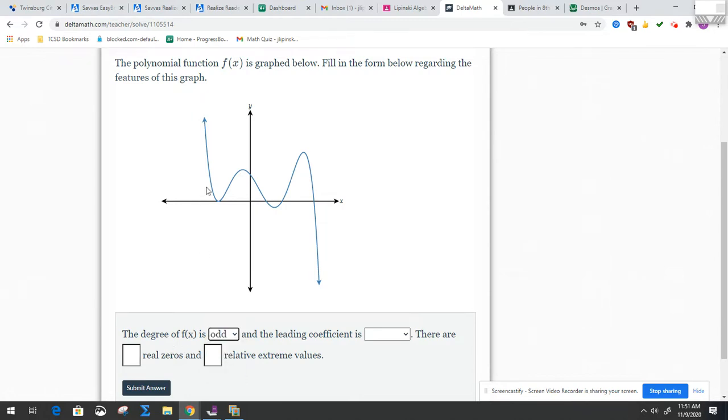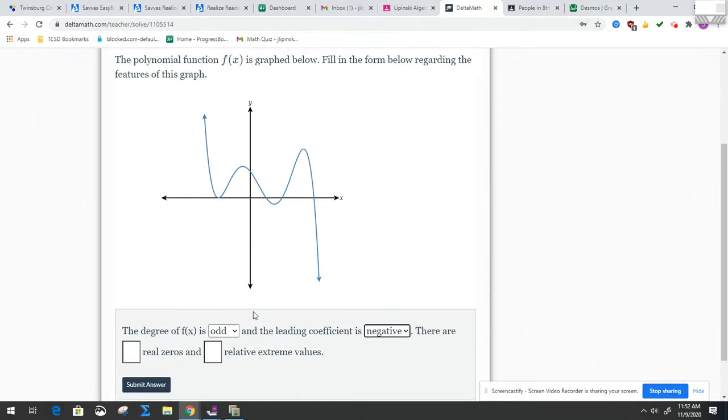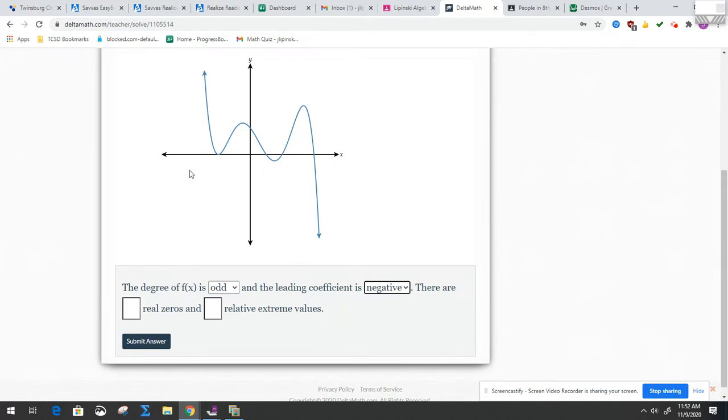Okay, now a normal odd polynomial will always start increasing and finish increasing if it's a positive leading coefficient. So because this is starting going down, this is a negative leading coefficient. Okay, a normal graph would go up and continue to increase through the beginning and the end. Okay, now how many real zeros are there? How many times does it cross the x-axis? 1, 2, 3, 4. So there are 4 real zeros.